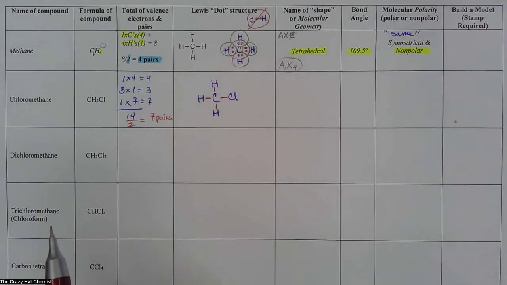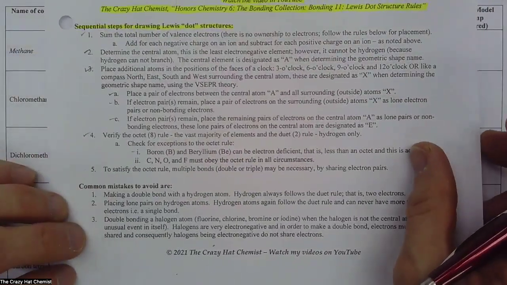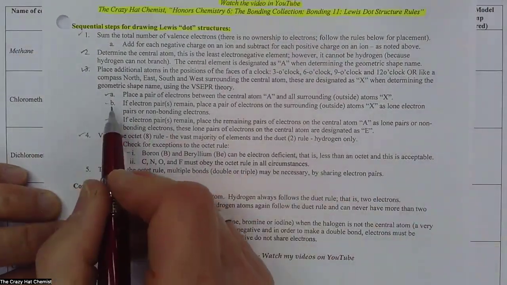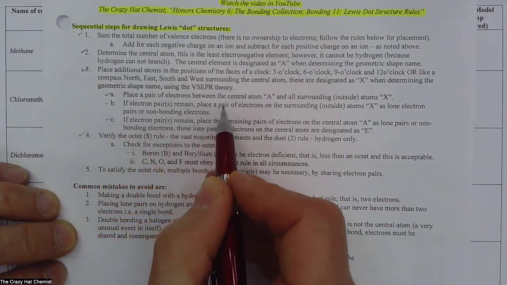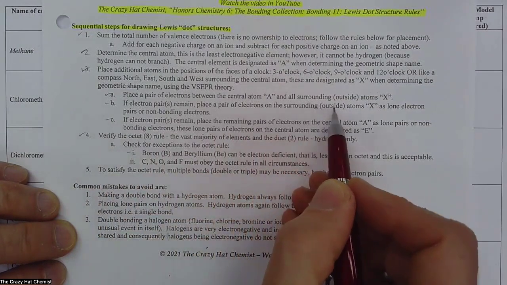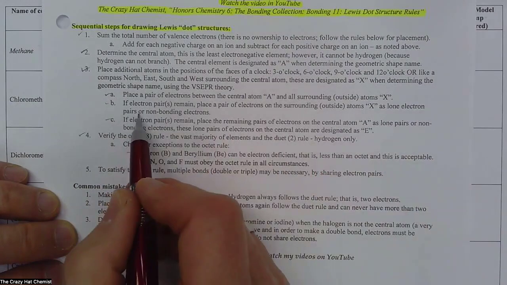So one of the things here is that we're going to look at our rules, and now we're going to do a rule that we didn't do on the methane molecule, and that is 3b. If electron pair or pairs remain, place a pair of electrons on the surrounding outside atoms X as lone electron pairs or non-bonding electrons.